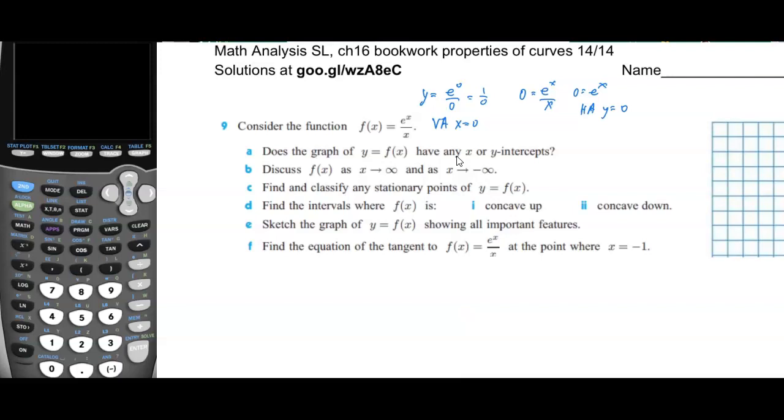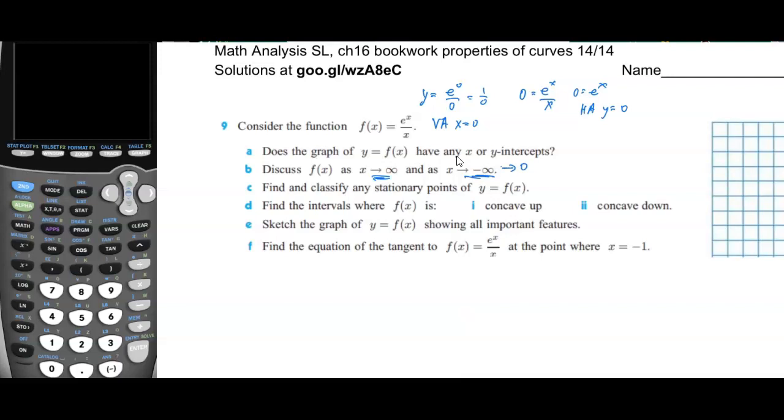B, discuss f of x as x approaches infinity or as x approaches negative infinity. If we put infinity into this function, then basically we're going to get big number divided by big number. We don't really know what's going on. If we put negative infinity, the top number, e to the negative infinity, is going to approach 0. The bottom is going to get huge. So it looks like when we go to the left, it's going to approach 0. When we approach the right, we don't really know what's going to happen.